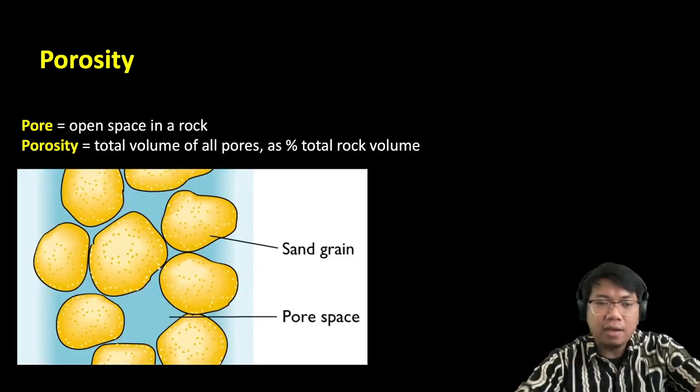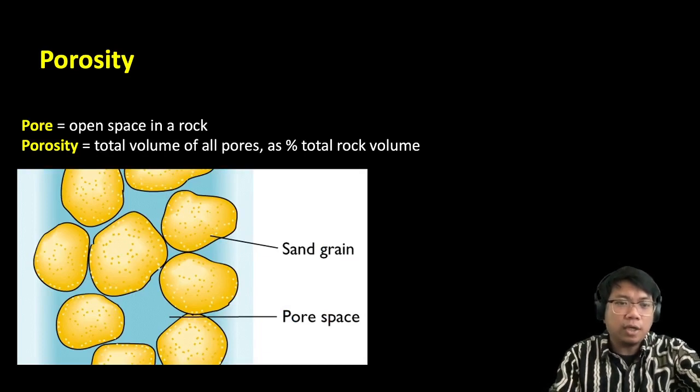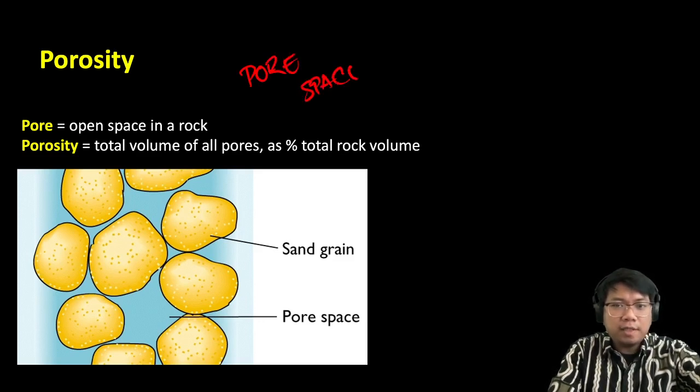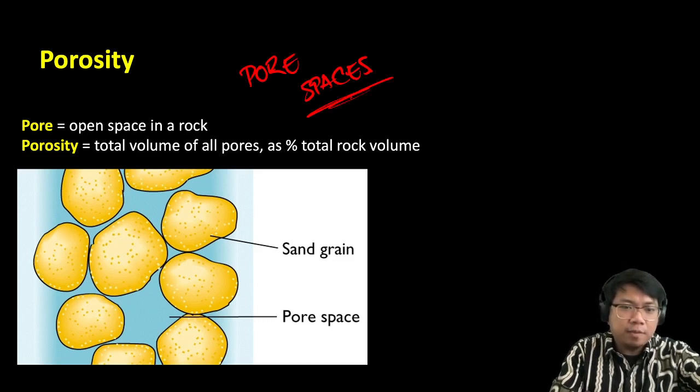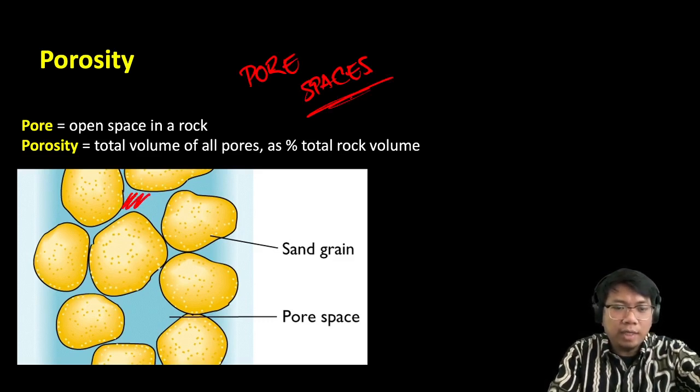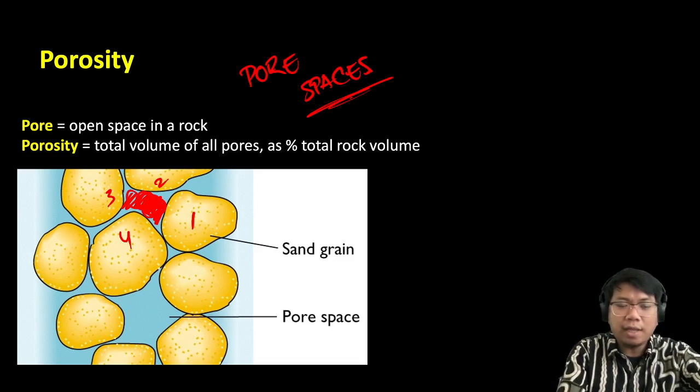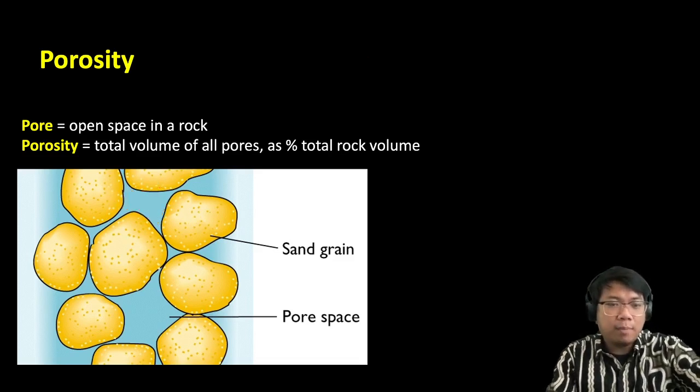Because water underground is often stored within what we call pore spaces. So what are pore spaces? Again, pore spaces are just empty spaces that are located in between the grains of sediments. For example, this could be a sandstone, and here I have one sand grain, two, three, four sand grains. In between those four sand grains, we have the empty space, and this is what we call a pore space.